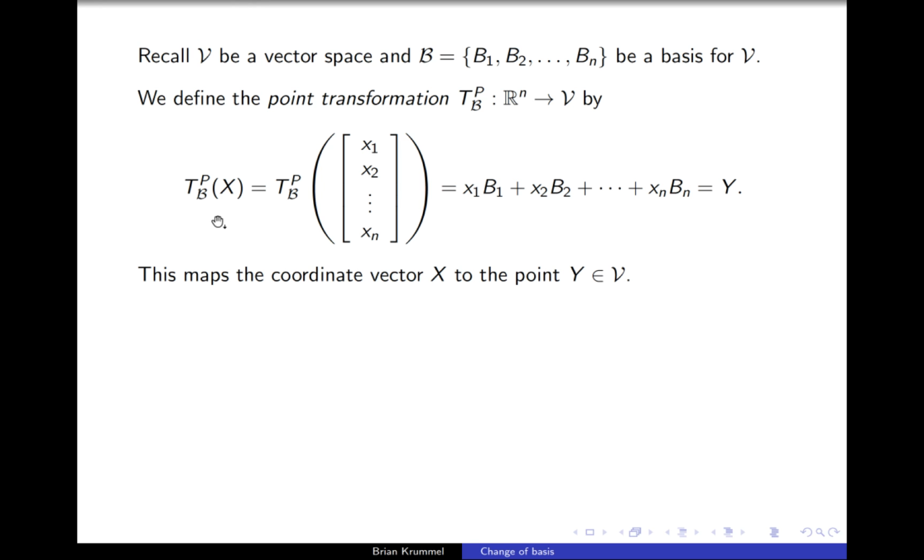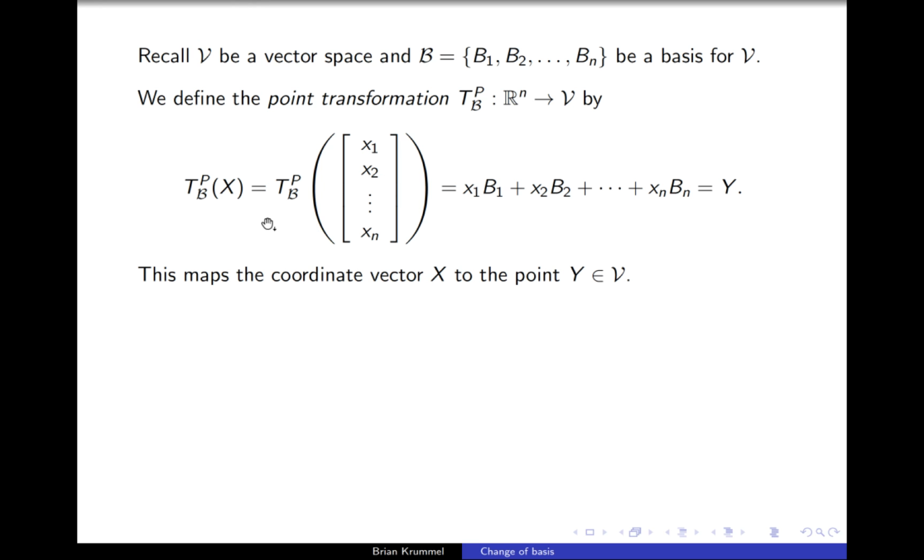Nonetheless, what the point transformation will do is it'll map coordinates x to a point y in V. So we'll denote the point transformation by T upper P sub B. The P means point transformation. The B means the basis. And this is going to map from coordinates in Rn to the points in V.